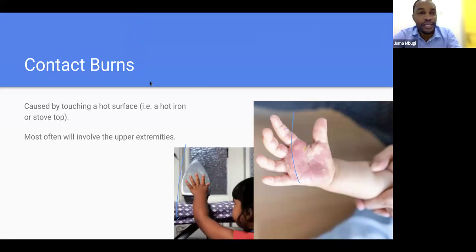Okay. So the other type of burn is the contact burn. That is a child coming into contact with or touching a hot surface like a hot iron or stove top. Most often this will involve the upper extremities, as illustrated in the picture, a child trying to touch a hot iron, which can inflict such burn injuries, as in the right picture.